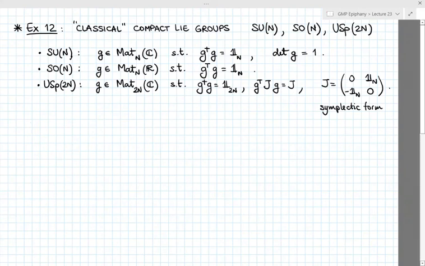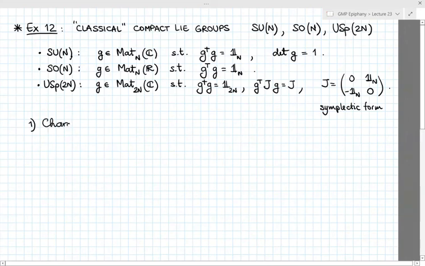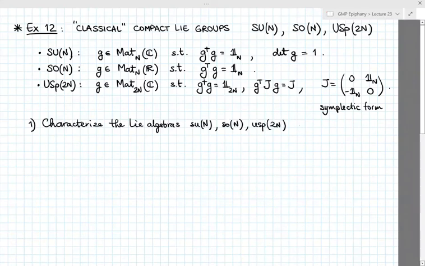And the first part of the exercise that I ask you to think about is to characterize the Lie algebras associated to these Lie groups, SU(N), SO(N), USp(2N), as vector spaces of matrices which obey certain conditions. So the exercise is to find which conditions these matrices should obey.